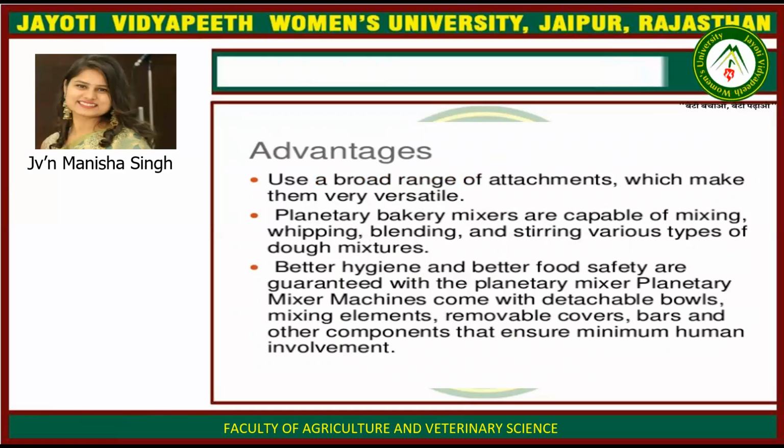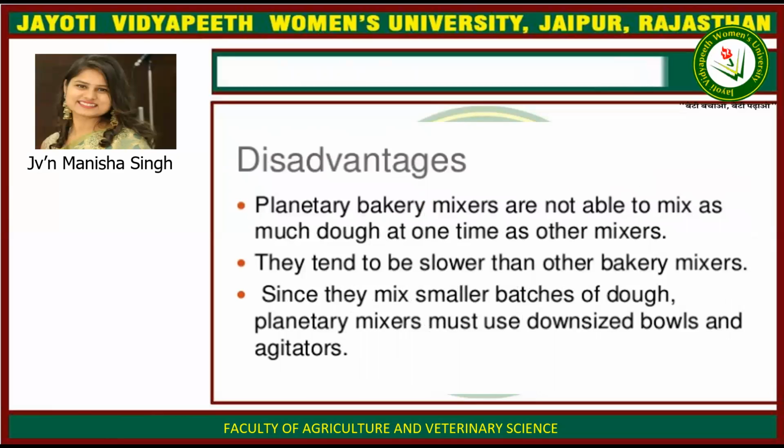Then advantages. They use a broad range of attachments which make them very versatile. Planetary bakery mixers are capable of mixing, whipping, blending, and stirring various types of dough mixtures. Better hygiene and better food safety are guaranteed with planetary mixers. Planetary mixer machines come with detachable bowls, mixing elements, removable covers, bars, and other components that ensure minimum human involvement.